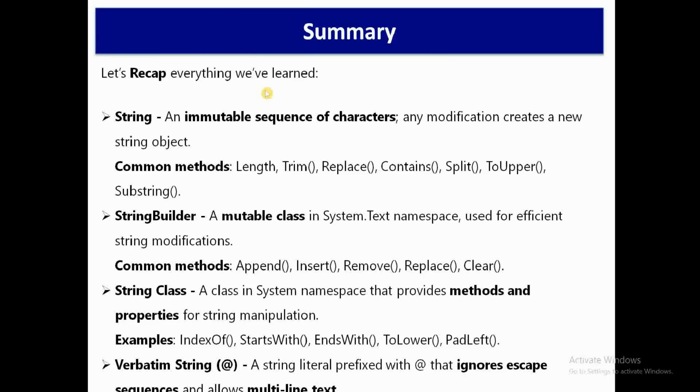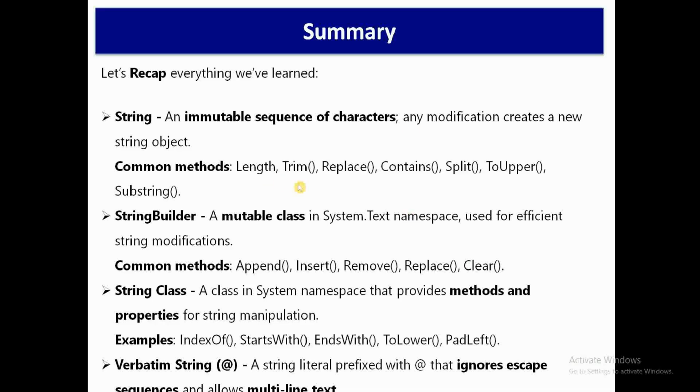So these are the examples of the verbatim symbol. Next we have the summary. So let's recap what we learned today. First one is string. A string is an immutable sequence of characters. Any modification creates a new string object. So string is immutable. If we do not want frequent changes to a string value, then we can go with string, but we cannot do modifications like add, insert, remove, because every time we concatenate some new value, it will create a new object. And we also saw these examples for length. If we want to check the total number of characters in that particular string, then we can achieve it with length.